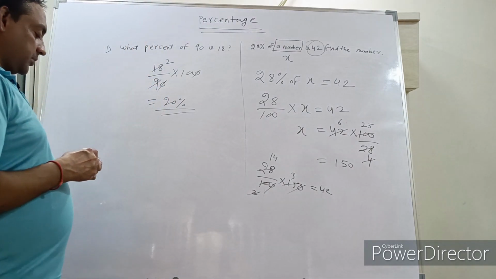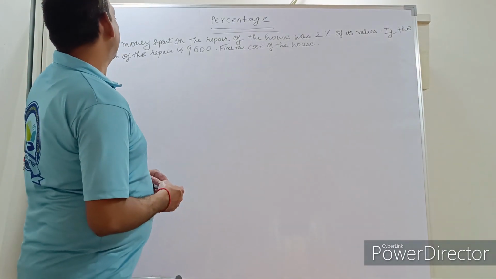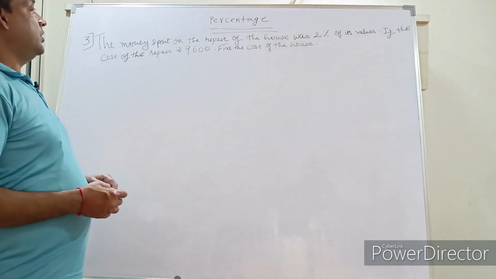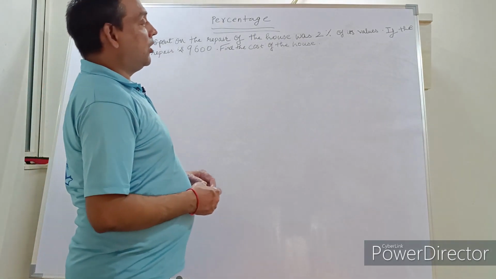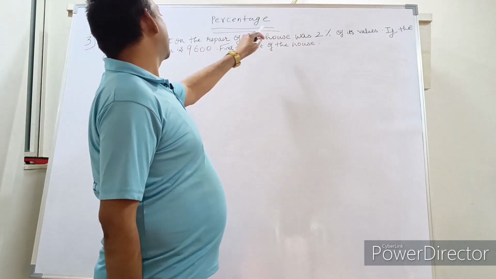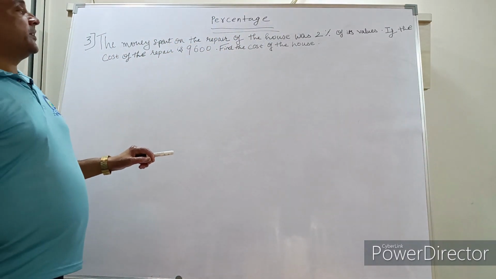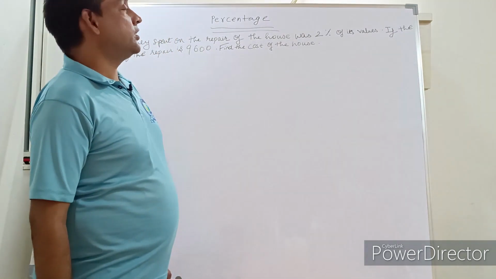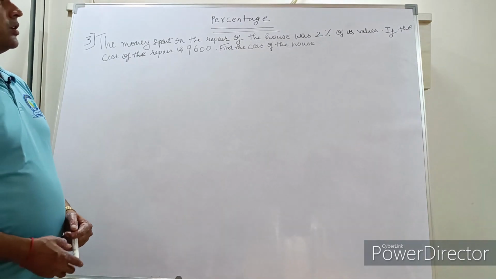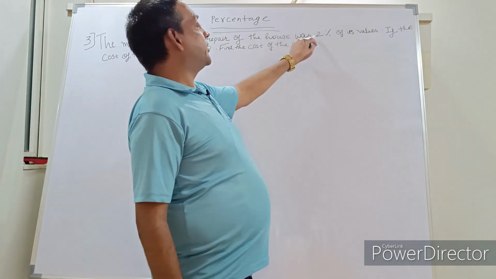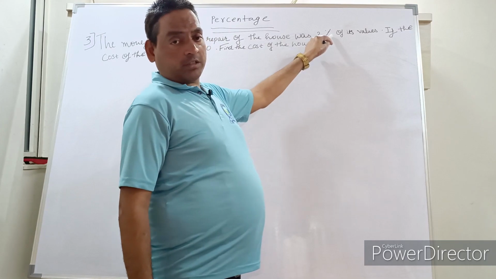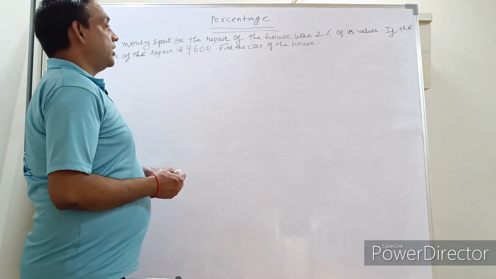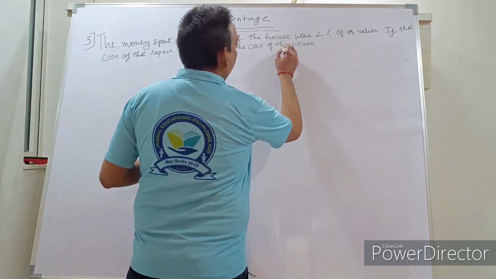Okay, let's do a few more sums of this. The next sum is, the money spent on the repair of a house was 2% of its value. Whatever the total value of the house, 2% of it they spent on repair. The actual repair cost is 9,600. Find the total cost of the house.